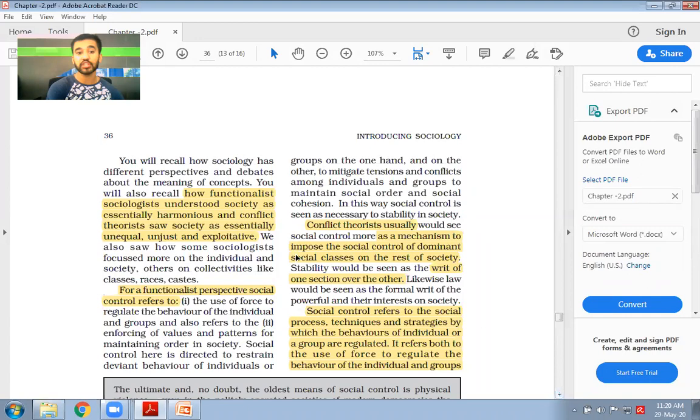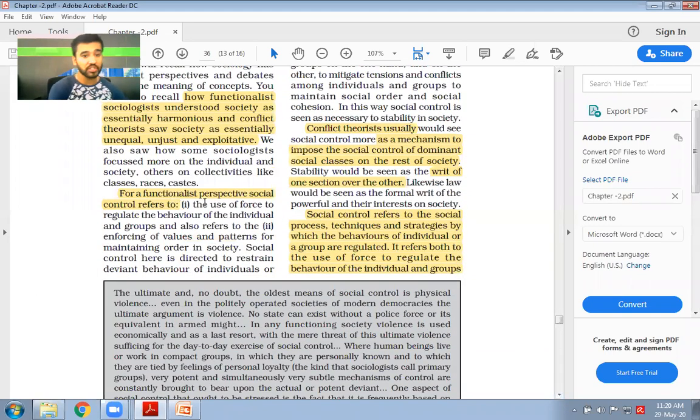Okay, so functionalist sociologists understand society as essentially harmonious. Conflict theorists saw society as essentially unequal, unjust, and exploitative. I'm sure now you will easily understand that functionalist theorists, functionalist sociologists like Emile Durkheim, say that society is harmonious. Harmonious means there is a balance in society. Everything is going smoothly and everyone is performing his or her function, and that is what a harmonious society is all about. On the other hand, conflict theorists say that society is unequal, unjust, and very exploitative in nature. Now you'll easily understand what I'm telling you. Okay, so look at that.